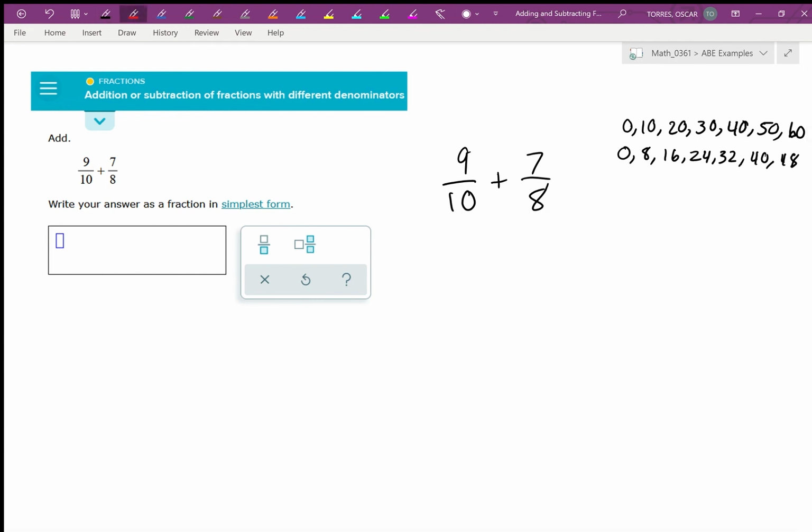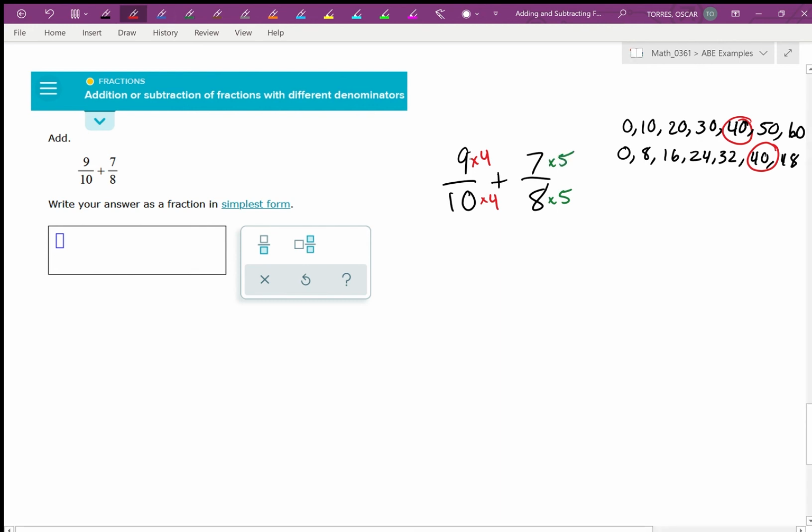Now we need to look for the common multiples. So what number do we see on the top list and we also see at the bottom list? That would be the number 40. So I want to turn both the 10 and the 8 into a 40. How do I turn the 10 into a 40? I need to multiply it by 4. So I need to do that to the top as well, multiply it by 4. For the other fraction, we need to take 8 and multiply it by 5. So we're going to take 7 and also multiply it by 5.